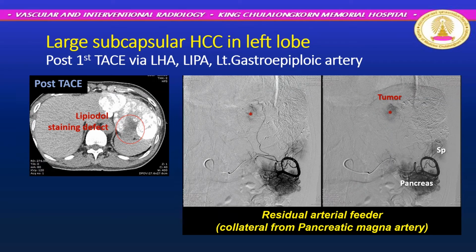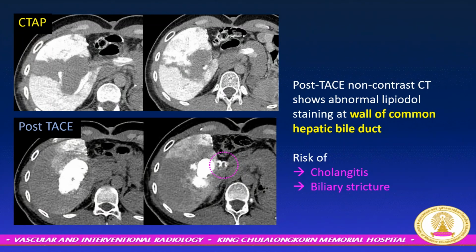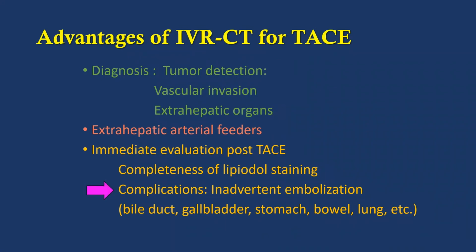The post-embolization CT scan in this patient showed good lipiodol staining of the tumor, but there is an abnormal lipiodol staining around the wall of the common hepatic bile duct. This finding alerts us to the possibility of infection and bile duct stricture from the procedure. The possibility of inadvertent embolization to an extrahepatic organ is increased when you perform extrahepatic collateral artery embolization. But if you can identify an abnormal lipiodol staining immediately after the procedure, then you can well prepare for possible complications.